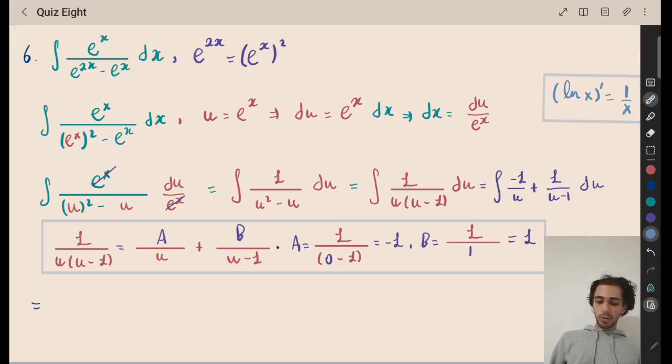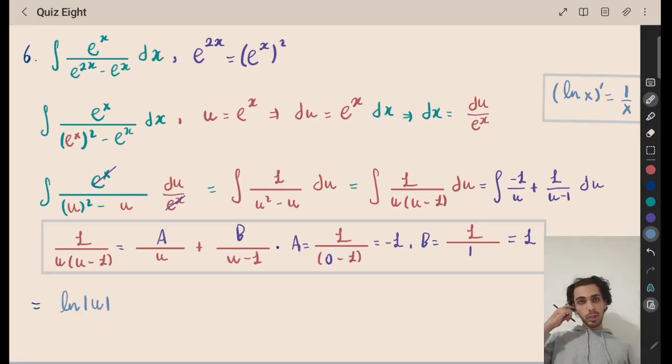That's an important note to make. It's not ln of u precisely. It's ln of the absolute value of u. Why is it absolute? Simply because the ln function cannot take negative values.